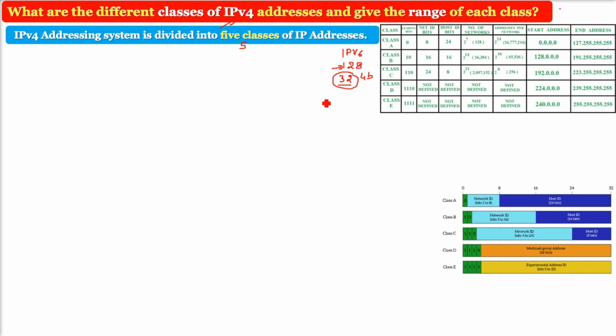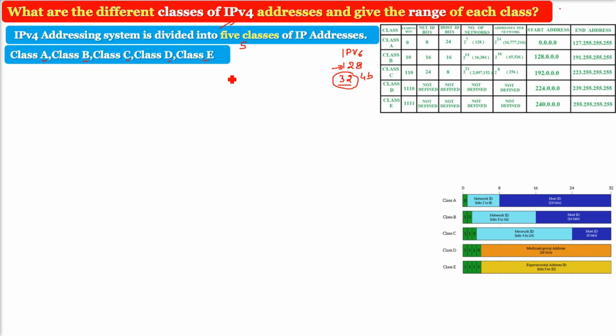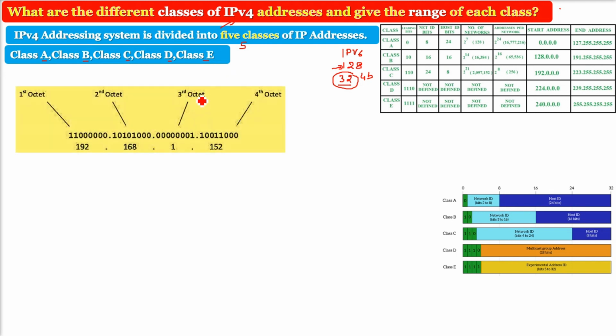But since IPv4 is still there, we need to understand what the addressing scheme is, what the classes are. So we have 5 classes, A, B, C, D, E. There are 5 classes. Now these classes depend on, or have evolved only through, the first octet.